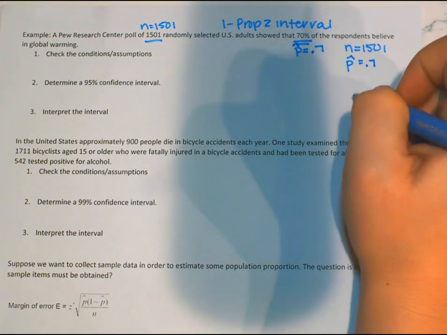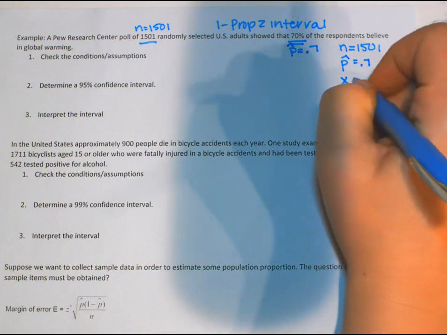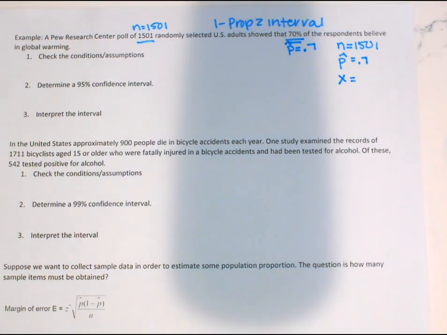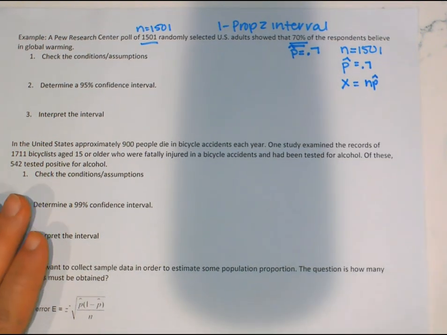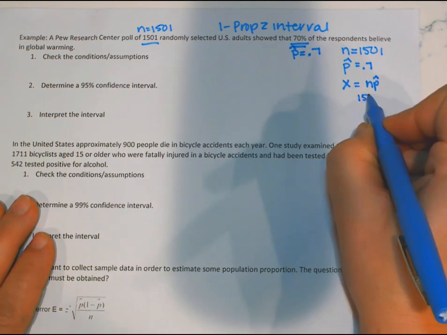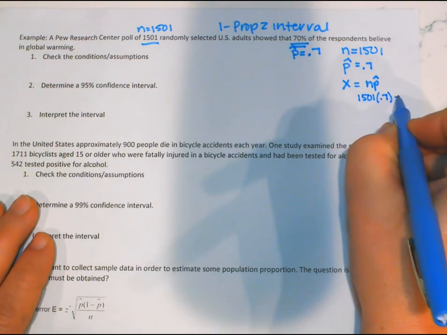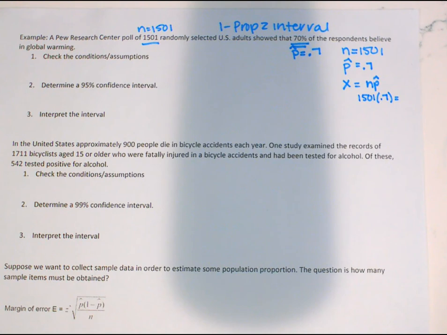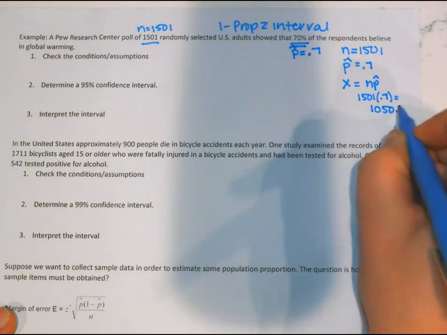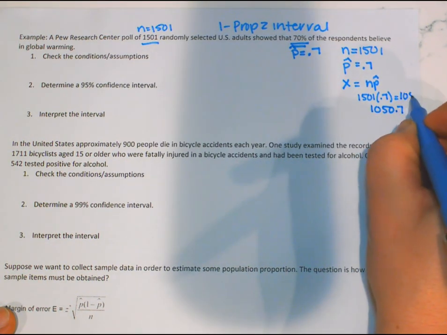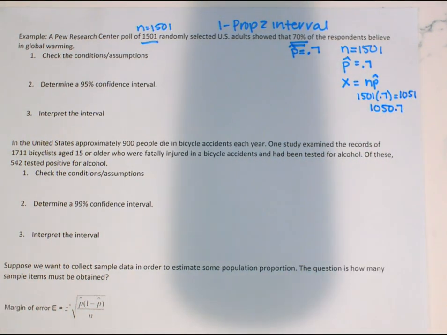We'll also need our x value. x is the count of people that responded, instead of the proportion of people that responded. You can find x by just doing n times p. So in this case, if I do 1,501 times 0.7, I would end up with 1,050.7, which will round up to 1,051.